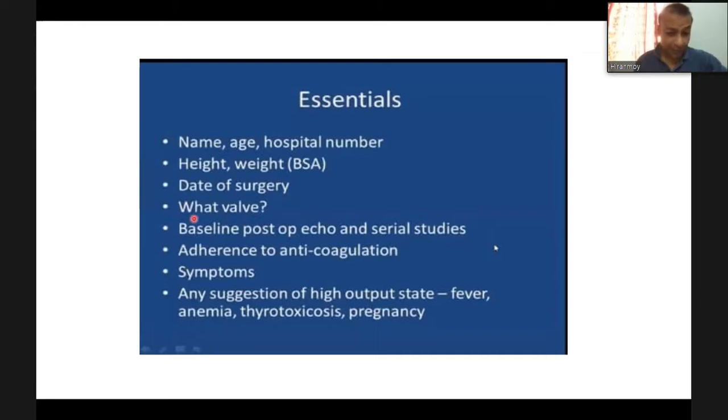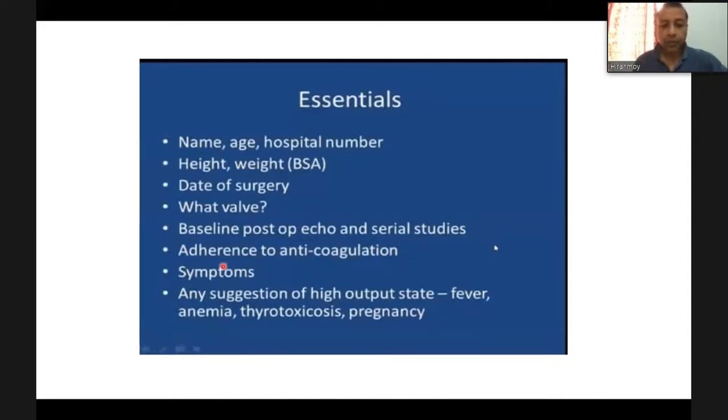You have to know whether the patient is properly anticoagulated or not, their adherence to anticoagulation. Before doing an echo, take the history of anticoagulation, and if needed, the INR level should be measured in the case of a metallic prosthetic heart valve.